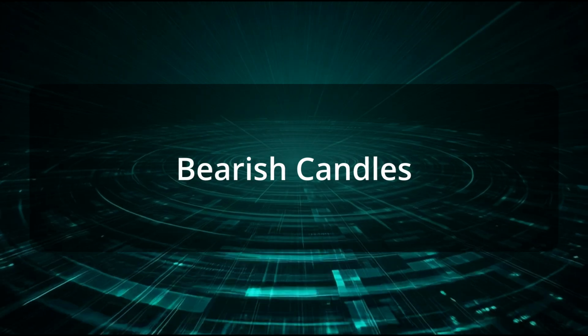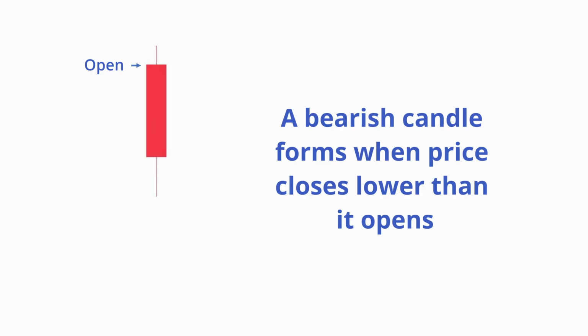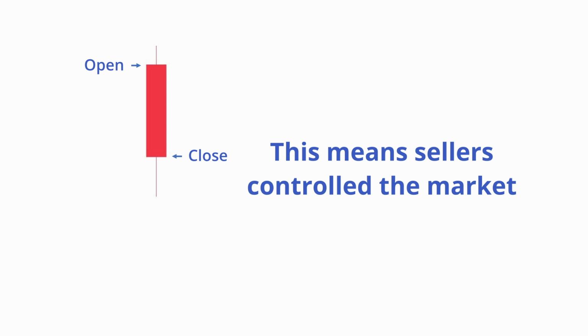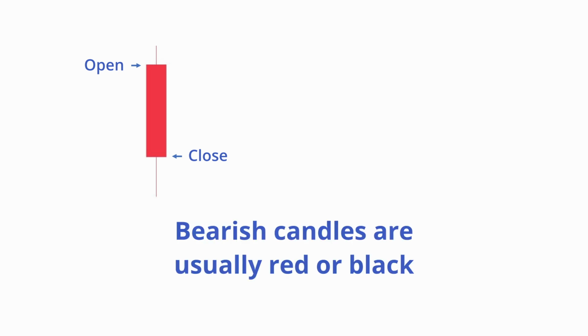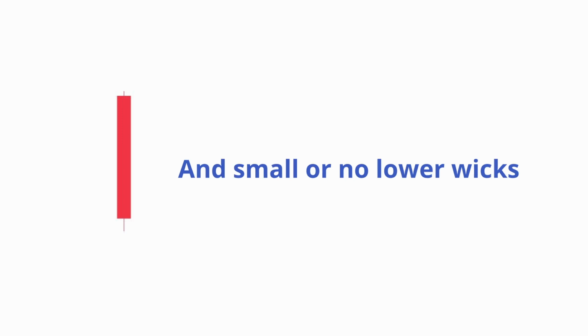Now let's look at bearish candles. A bearish candle forms when price closes lower than it opens. This means sellers controlled the market. Bearish candles are usually red or black. A strong bearish candle has a large body and small or no lower wicks. This shows strong selling pressure.